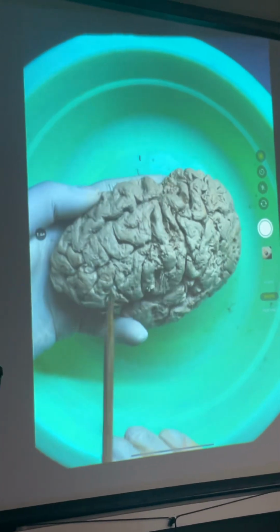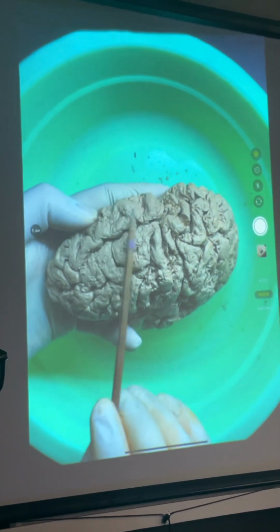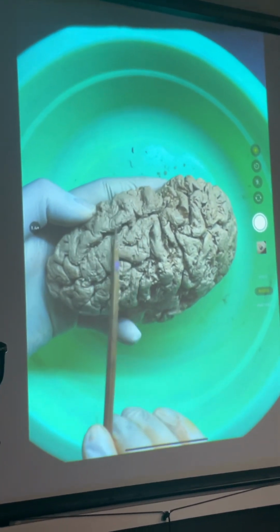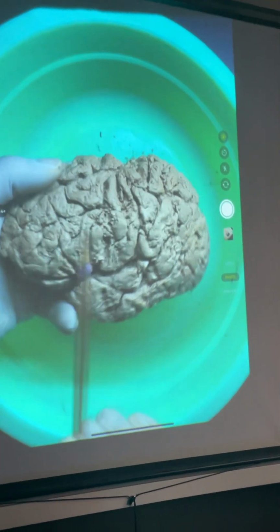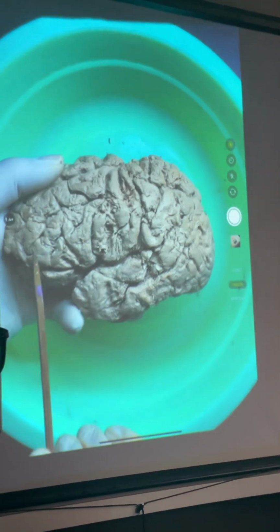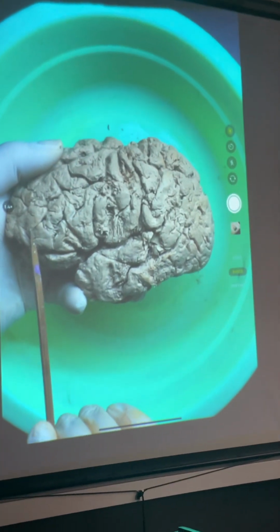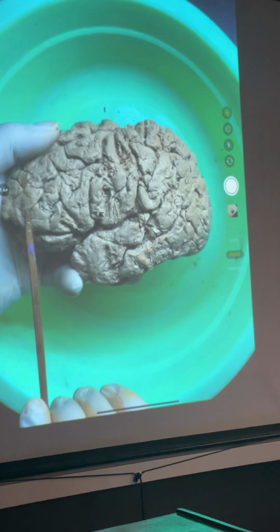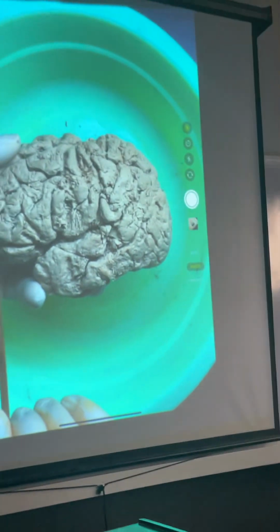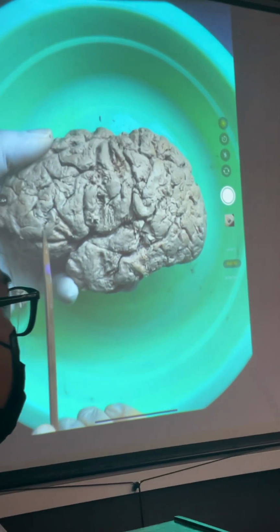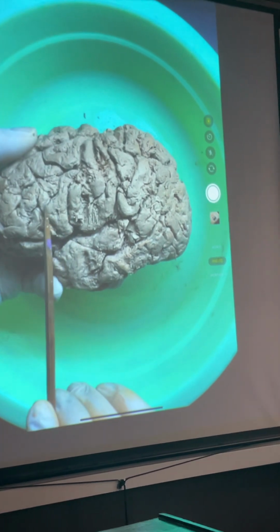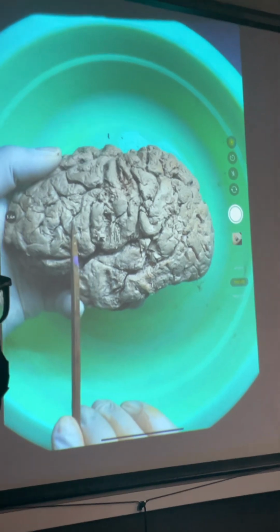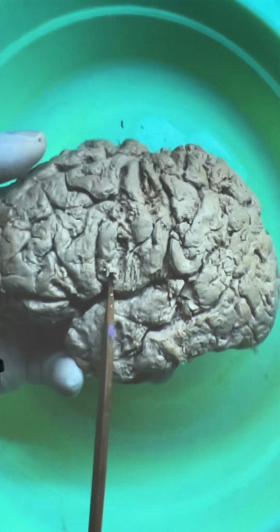Sorry for that. Once again, superior frontal gyrus, superior frontal sulcus, middle frontal gyrus, middle frontal sulcus, and your inferior frontal gyrus. And there are 3 gyri for the inferior frontal gyrus, right? This is your pars orbitalis. This is your pars triangularis. Look, it looks like a triangle. And this is your pars opercularis. Do you see it now?